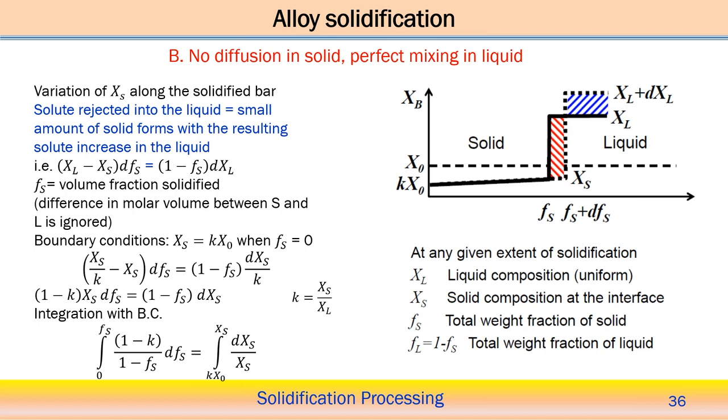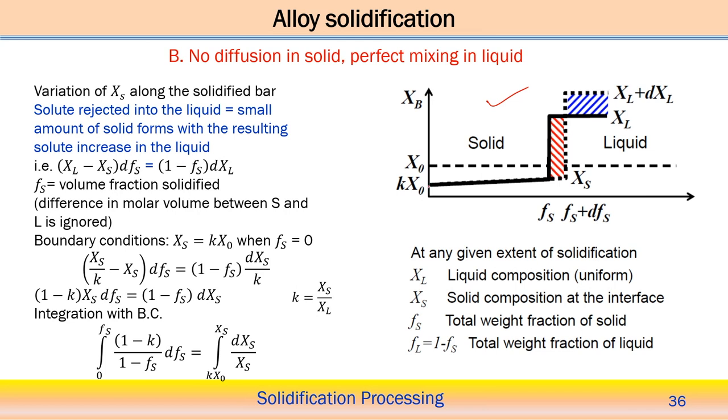So here we can see the variation of the composition of the solid phase along the solidified bar, which you can refer to in this figure. The solute is rejected into the liquid because no diffusion occurs in the solid phase. When the temperature is gradually reducing, the solute concentration is expected to change. Even though we are not allowing diffusion in the solid phase, solute is rejected by the solid phase and accepted by the liquid phase, which results in an increase of the solute concentration in the liquid. Then we can reach an expression to estimate the fraction of solid and liquid phase under local equilibrium conditions.